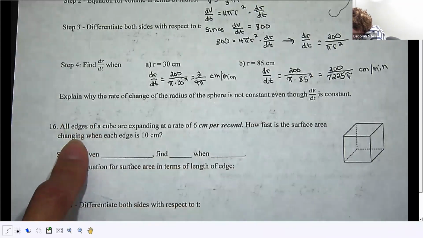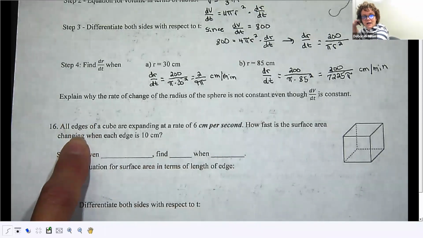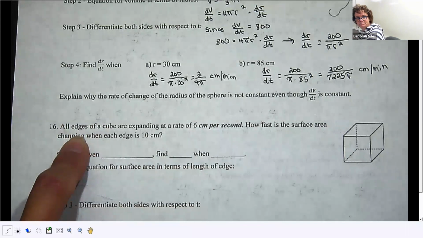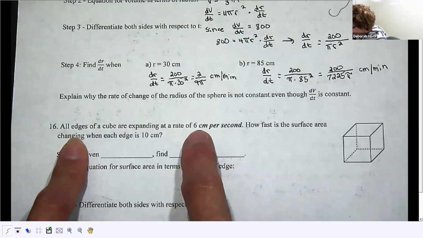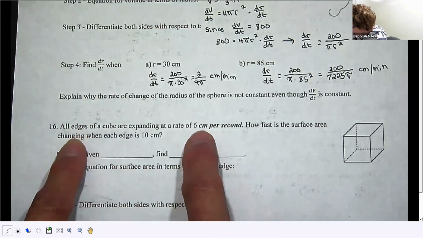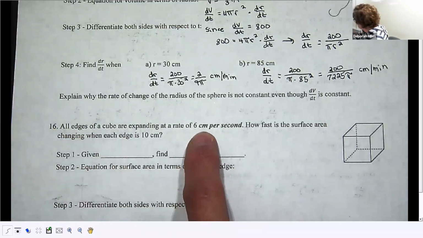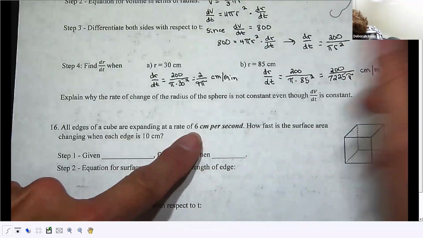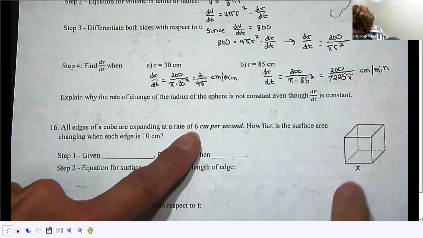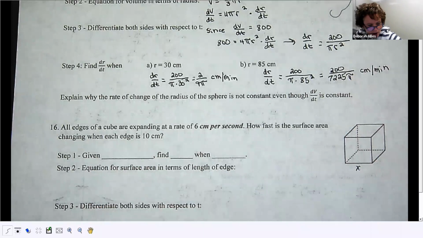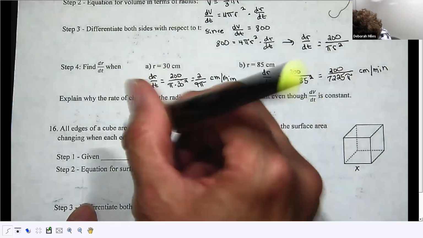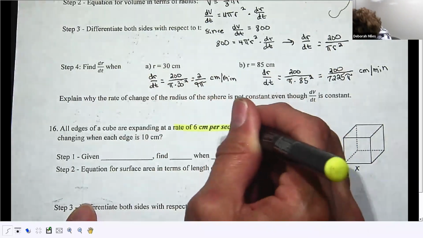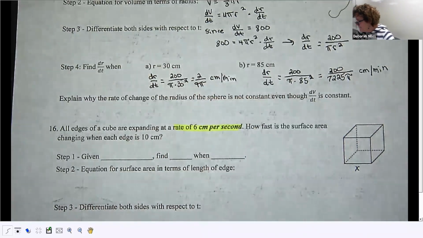Number 16. All edges of a cube are expanding at a constant rate of 6 centimeters per second. The fact that that's centimeters tells me it's a measure of what? That's just a length, the length of an edge. So we're going to call one of the edges X. And what will we use for that rate of change in X? That 6 is a rate, so it's not just going to be X is 6. It's going to be what?